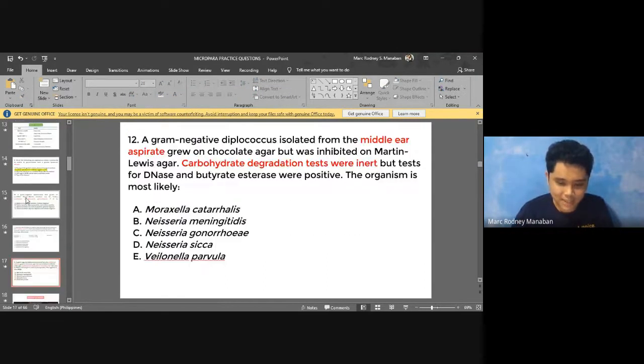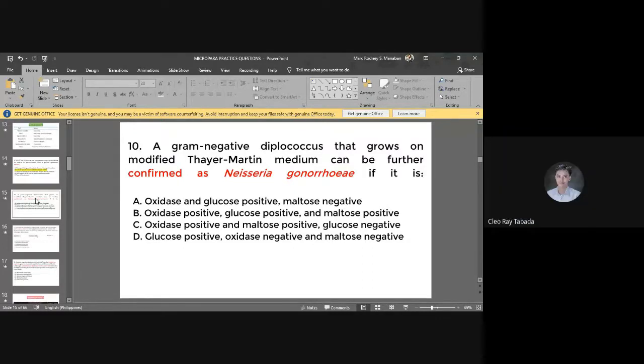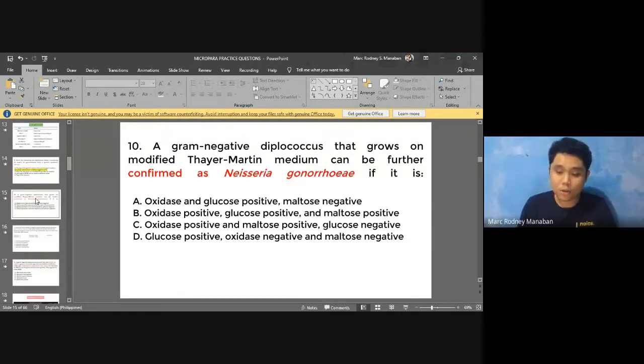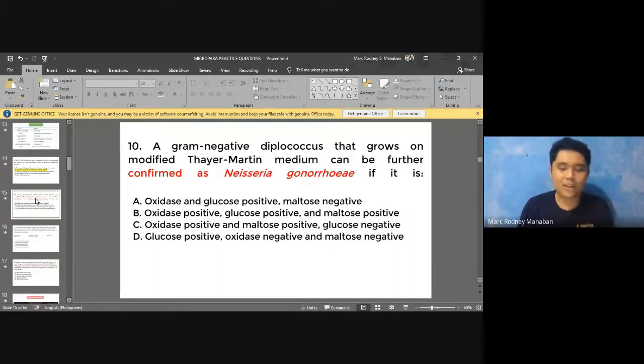Okay, next, you have number 10. So the point is, how will you confirm that your isolated gram-negative diplococci is Neisseria gonorrhoeae? What should be the biochemical result? The answer: carbohydrate, glucose positive only. Glucose positive and what's the letter? Oxidase. Okay. Letter A. Very good. Letter A.